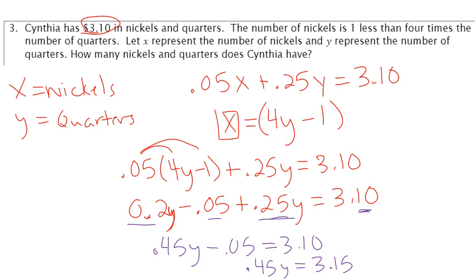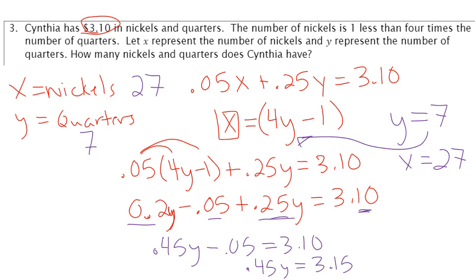So when we get that, we get our y value to be 7. And then if I substitute it in here, I'm going to get x to be 27. So basically what that means is I have 7 quarters and 27 nickels.